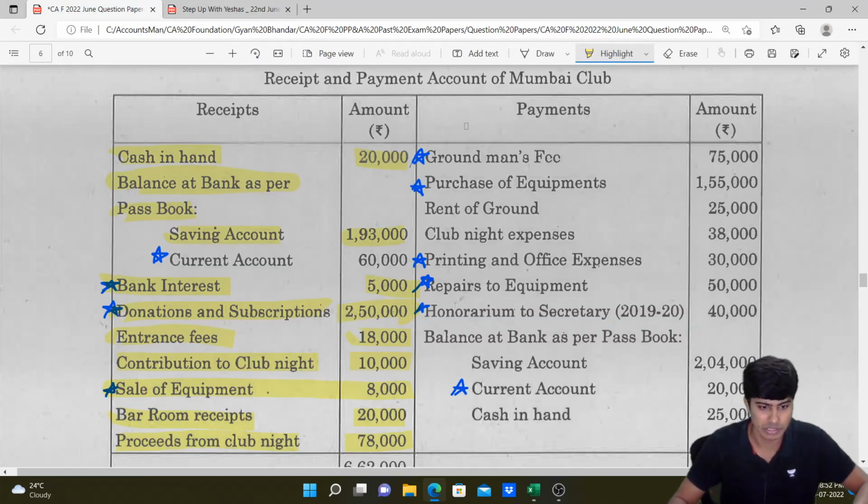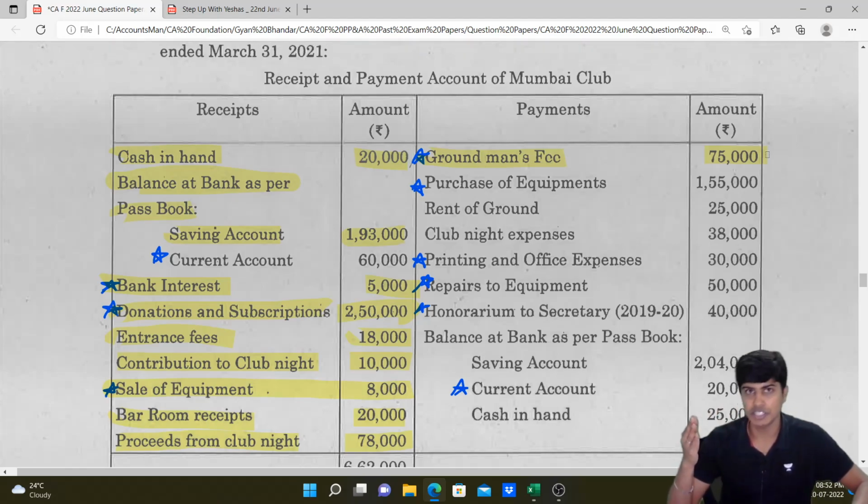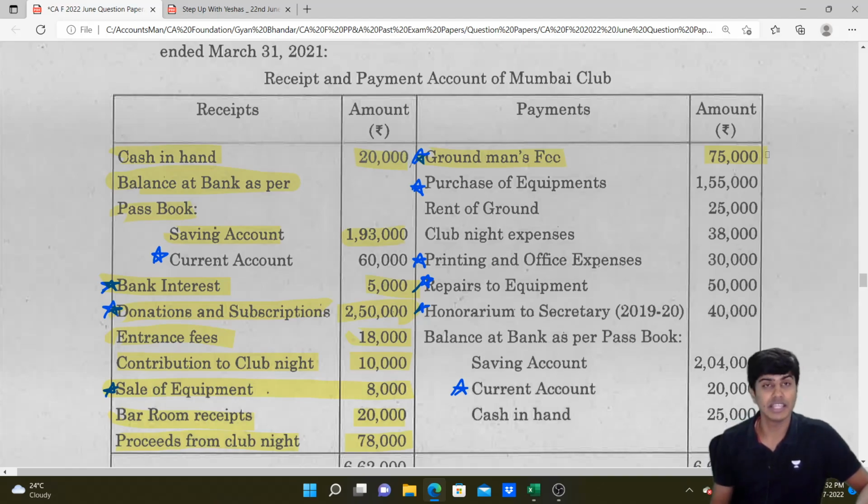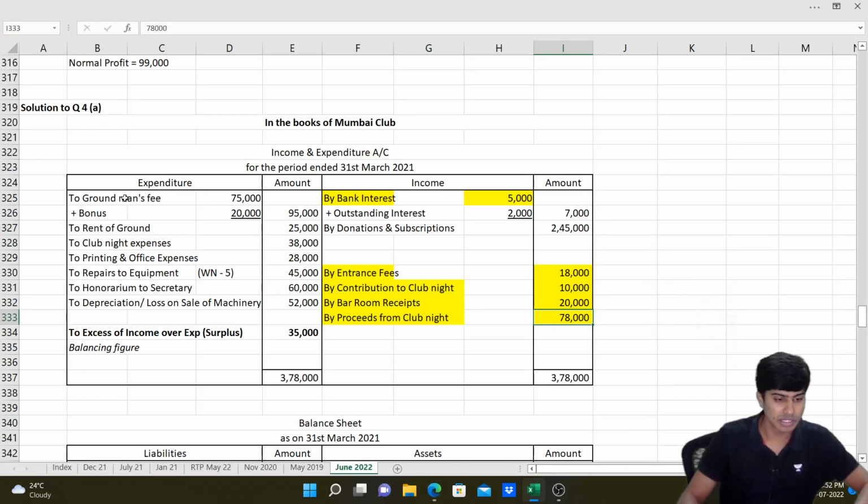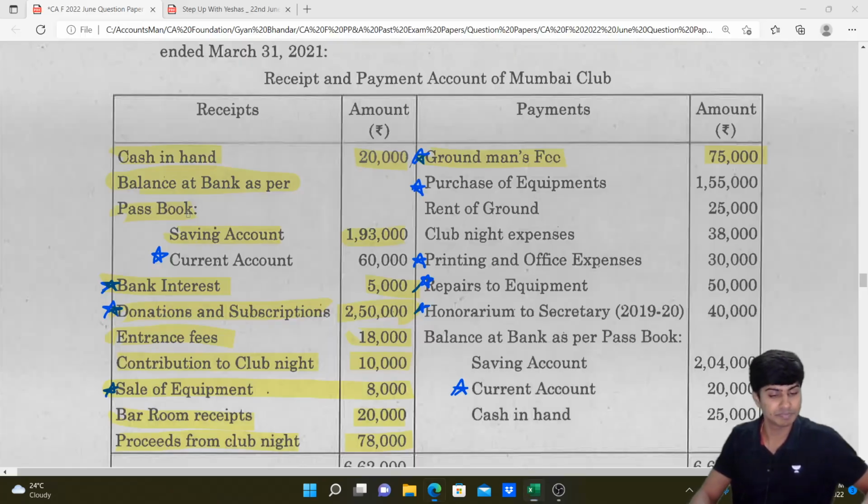Now let's go to payments. Groundsman's fee 75,000. Groundsman's fee of 75,000 is our expense. In income and expenditure, on the expense side, I'll write 75. But I would have to write this 75 in the inner column because this is an item with adjustment. I put a star next to it. So in income and expenditure, on the expenditure I'll write groundsman 75 in the inner column.